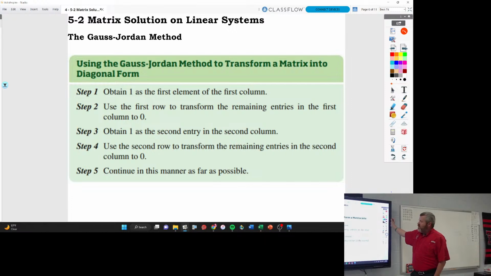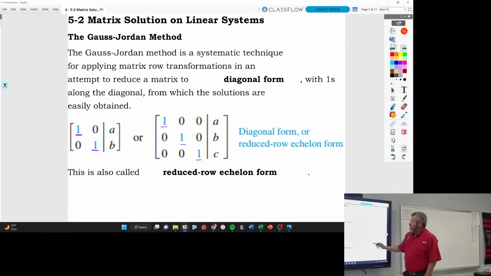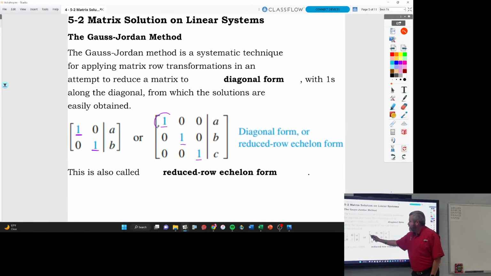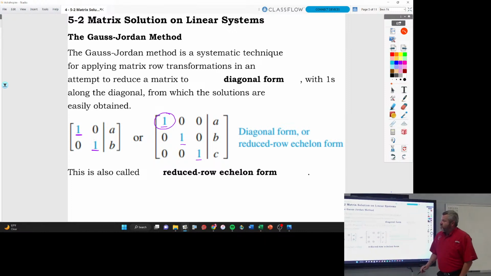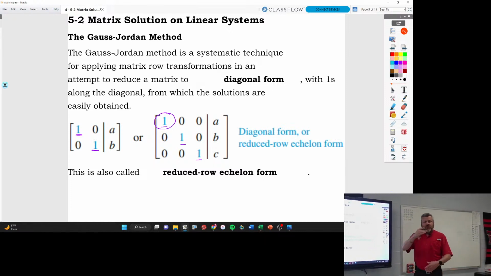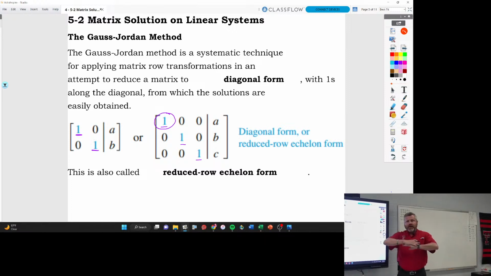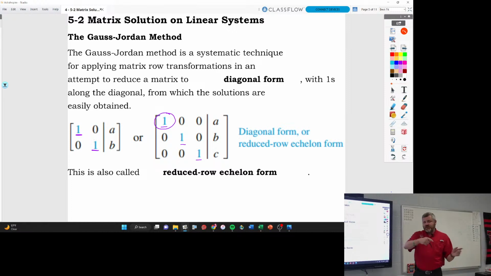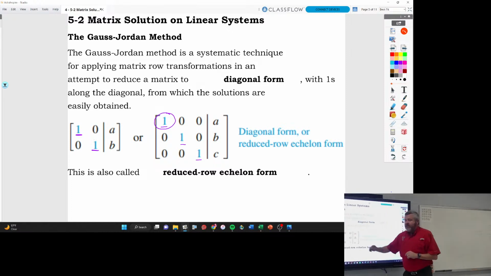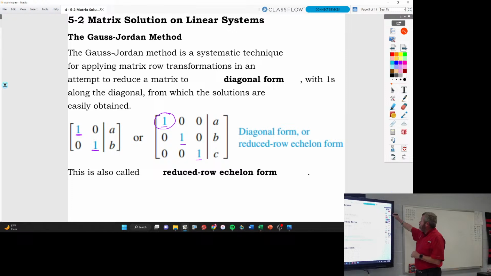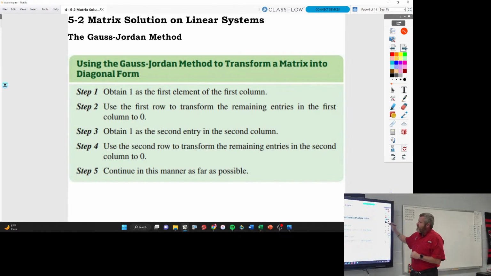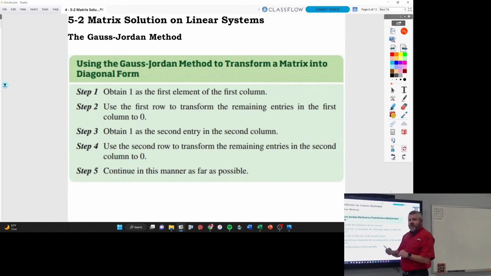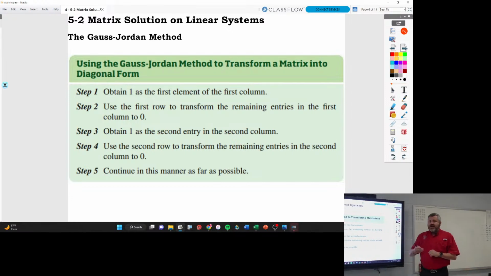Step number 1, obtain 1 as the first element of the first column, and that's talking about this one. This is my first row, this is my first column. In Gauss-Jordan, I want to do whatever it takes, whether I'm doing row swaps, whether I'm combining different rows together, whatever it takes legally using those steps on the previous slide, I want to make that first row, first column a 1.